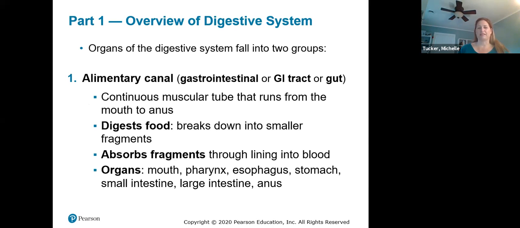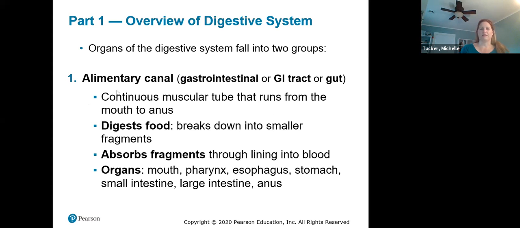Services include digesting food. We'll also talk about things like ingestion, breaking them down both mechanically and chemically. Then we'll move on to absorption. And the organs involved are the mouth, pharynx, esophagus, stomach, small intestine, large intestine, and anus.